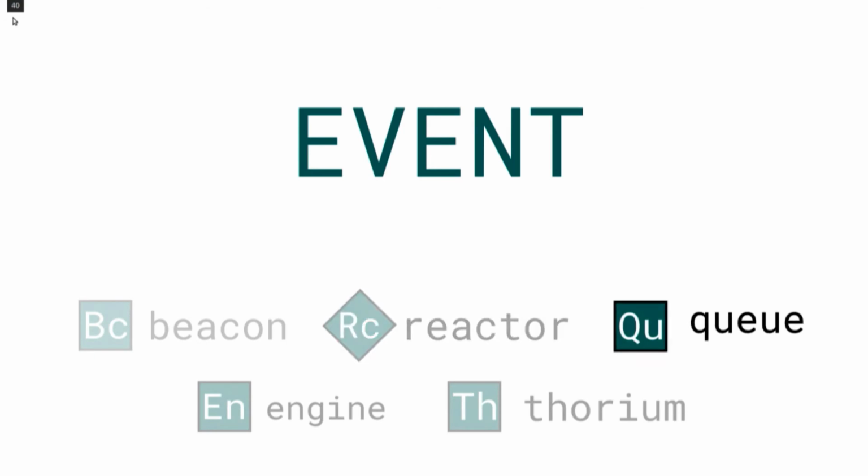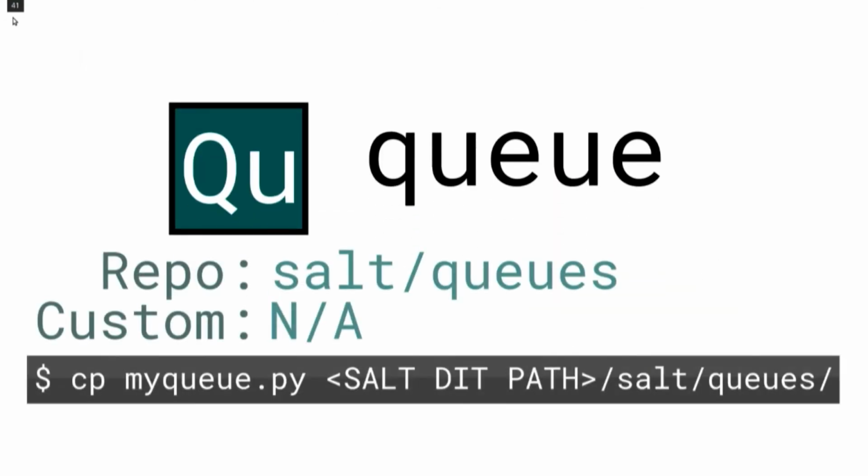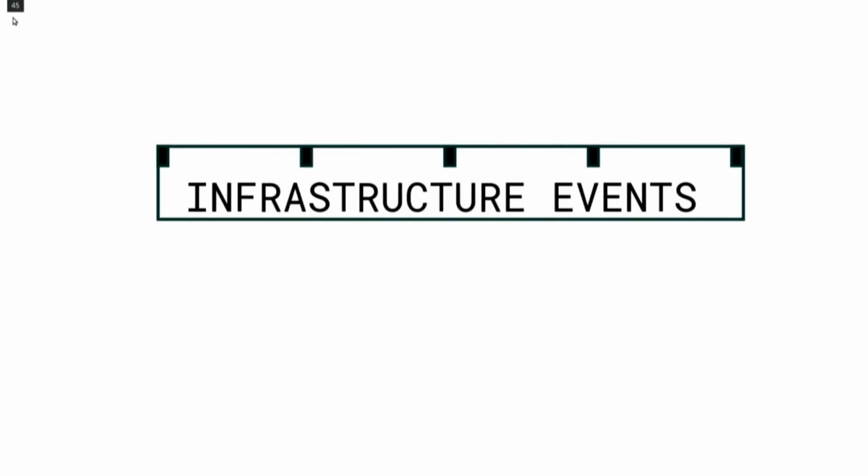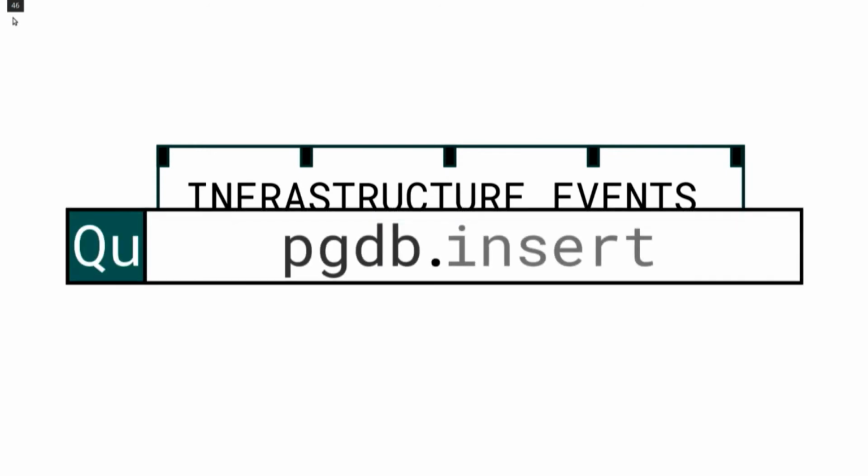Queue also is really, really useful when you start dealing with a lot of events. So queue modules are all about dealing with databases to house events. So as an example, we have a Postgres database that holds our infrastructure events. You can run the insert method of the queue module and insert events on there. And minions can do this. Other systems can do this.